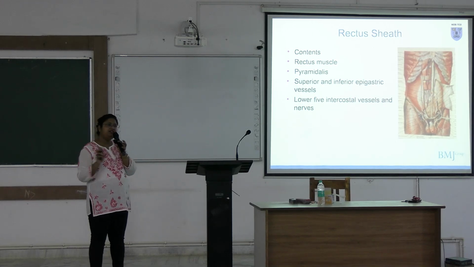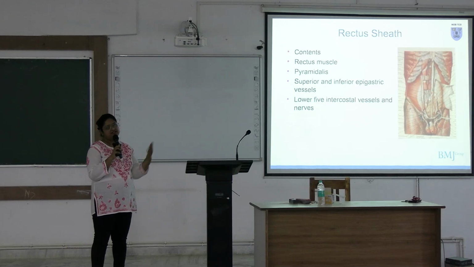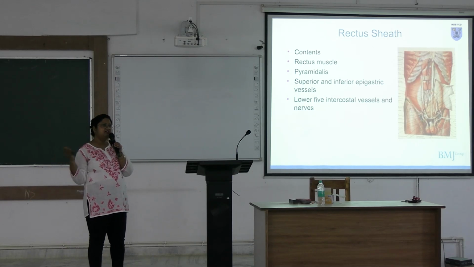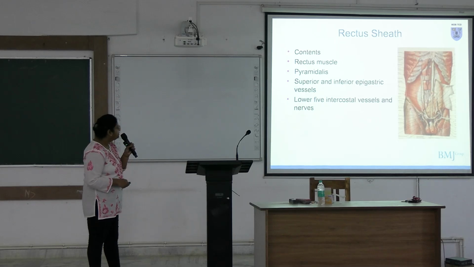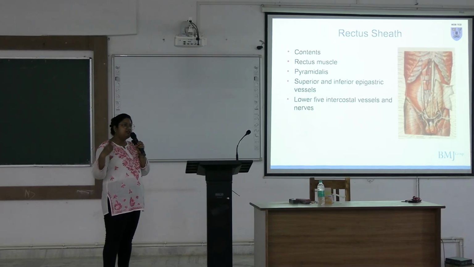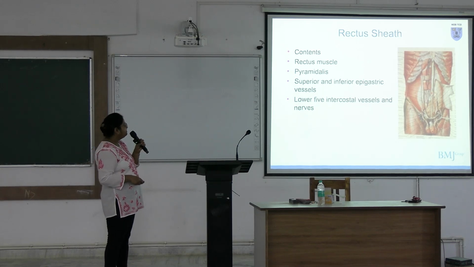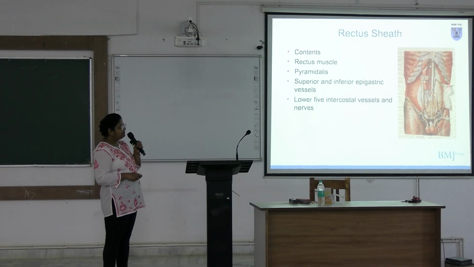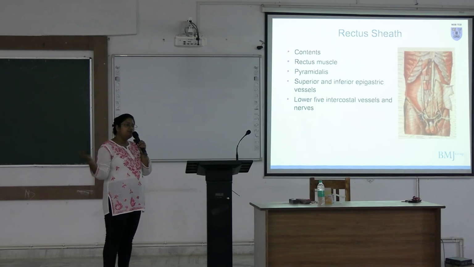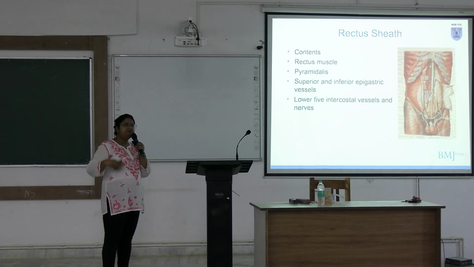Okay, and the posterior layer is separated. It is not attached to the rectus abdominis. There is no tendinous intersection posteriorly. So here, coming from above, superior epigastric. Superior epigastric is a branch of the internal thoracic. And inferior epigastric is coming from below, and they are anastomosing with each other posterior to the muscle or sometimes within the substance of the muscle.